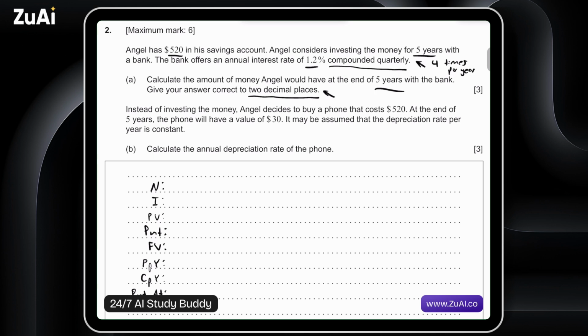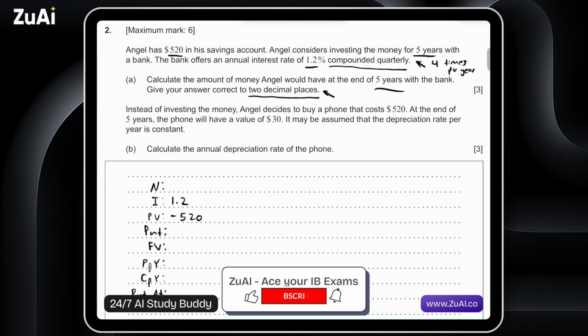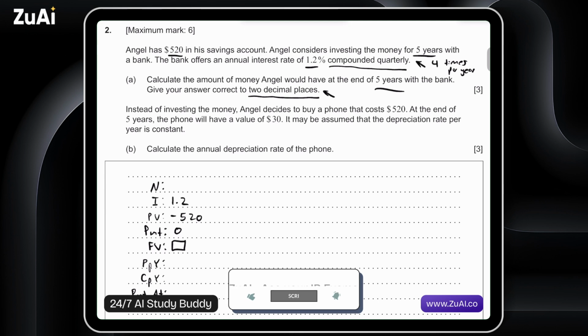Alright, so interest rate is always the most straightforward one to put in. In this case it's 1.2%. Angel has $520 in his savings account, so this is $520. We imagine this money is no longer in Angel's possession. It is now out of his hands. So in some sense we write money flowing out, money flowing in. So this is 520 no longer in his hands. The payment in this case is 0. He's not making any continuous payments. Final value is what we want to find out.